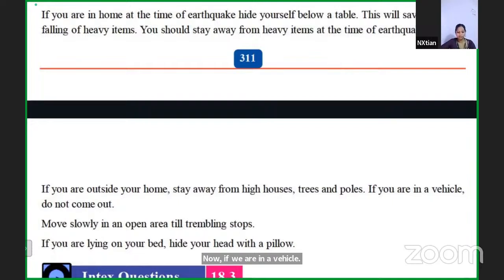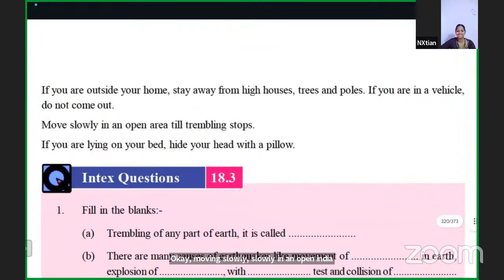Now if we are in a vehicle, we do not come out. Move slowly in an open area till the trembling stops. Okay, but moving slowly in an open area, I don't know if this is successful. I'm not sure about it.